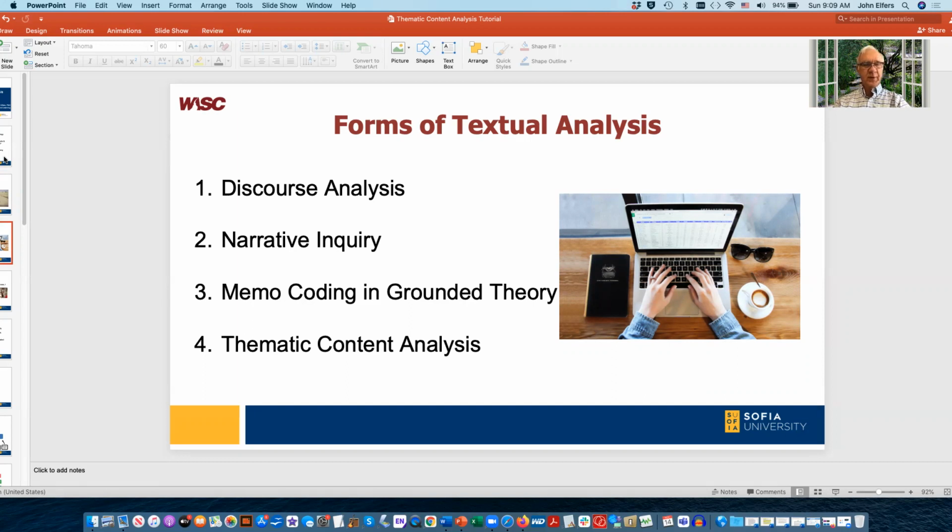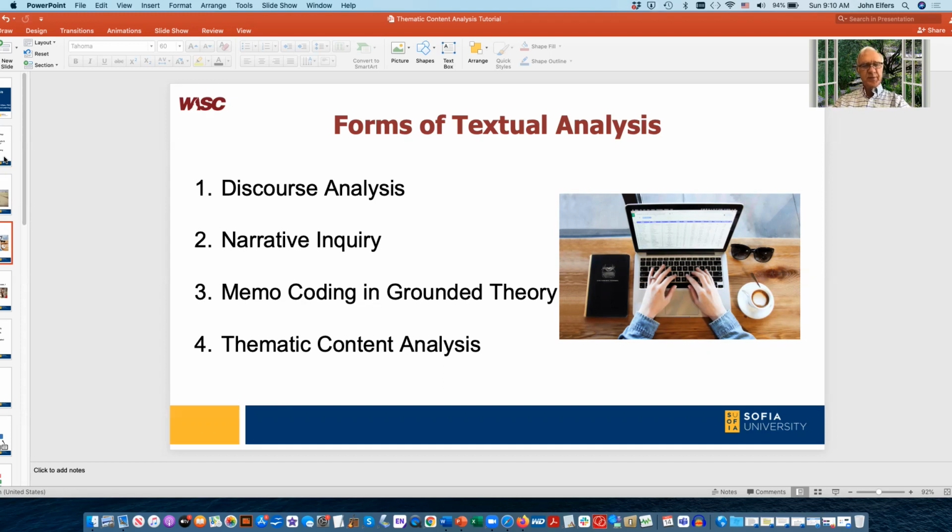Narrative inquiry, on the other hand, focuses on story elements and themes that might emerge from data through stories. Memo coding is a record of a researcher's thoughts and process throughout the data collection, and that might come into a particular analysis in qualitative research.